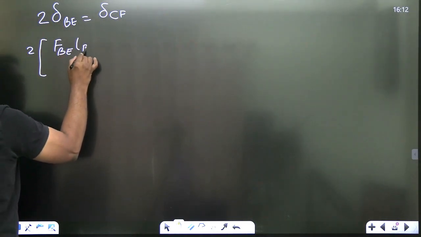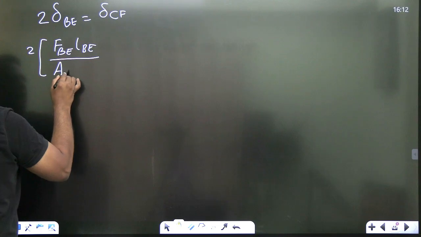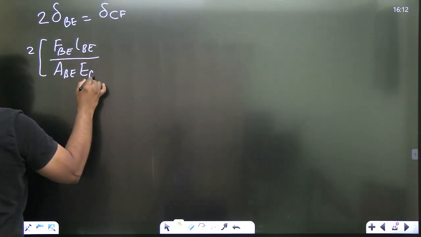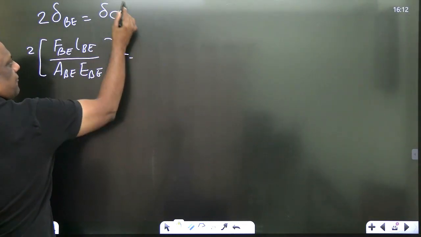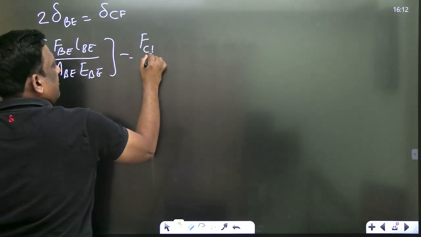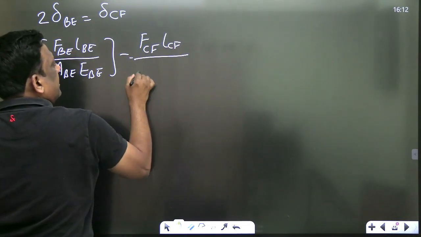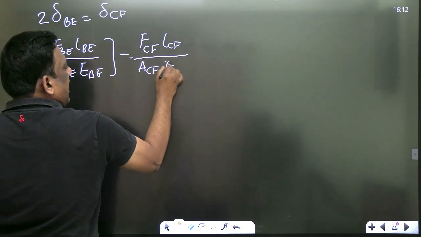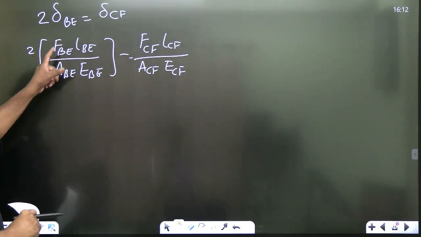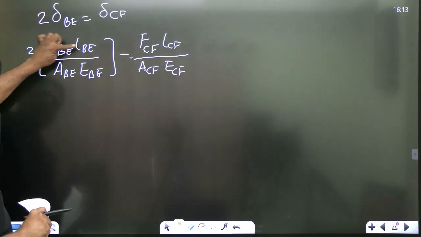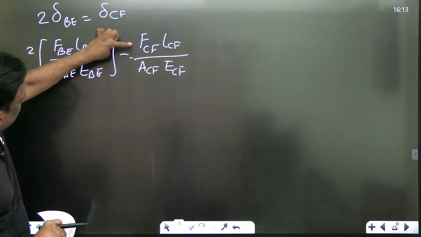The deformation of BE, P times length of BE by area of BE times E of BE, should be equal to the deformation of CF. Load in CF, P, L by A, E. I repeat, sirs, deformation is PL by AE, the actual deformation.